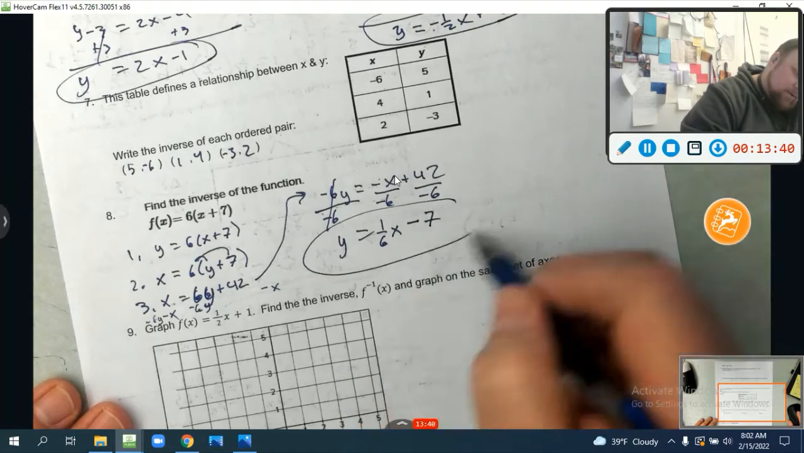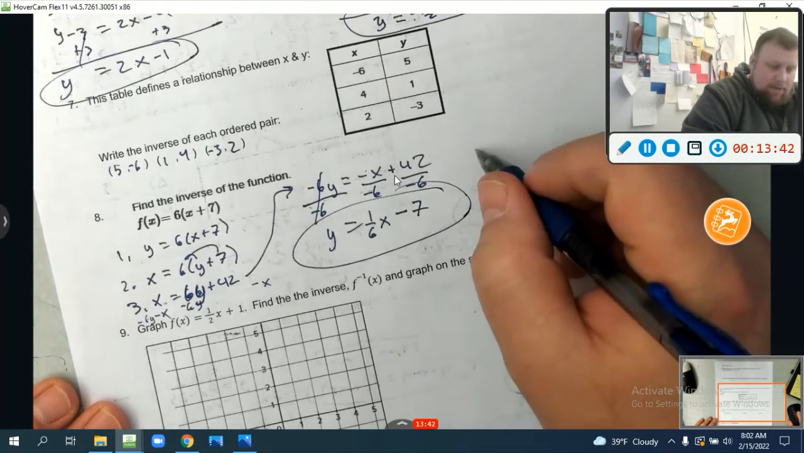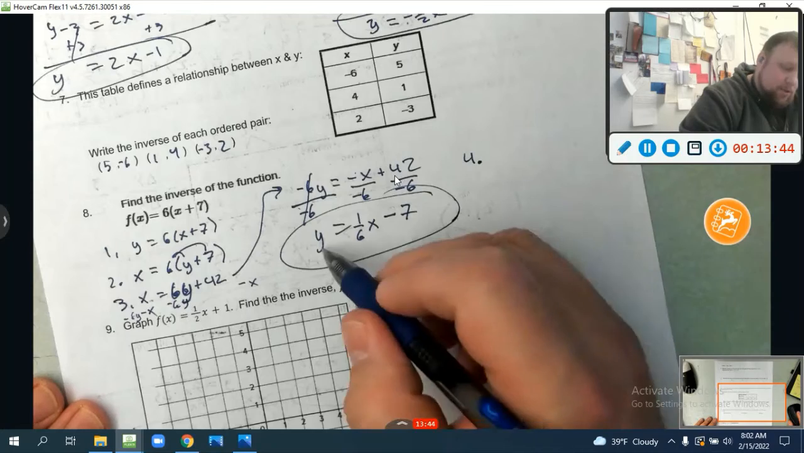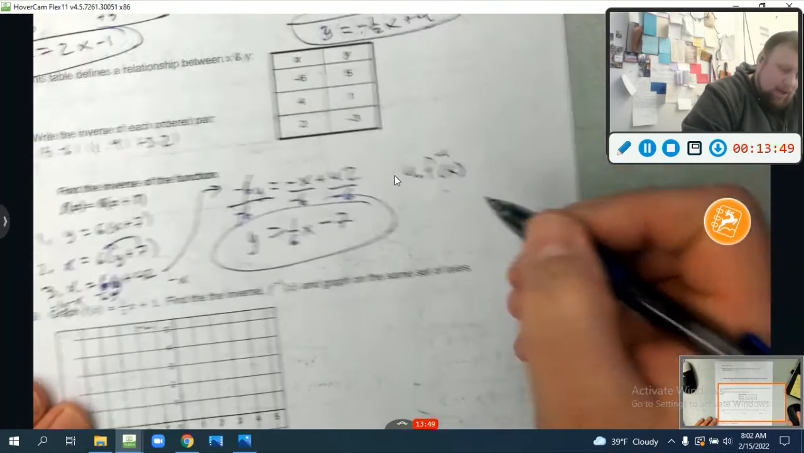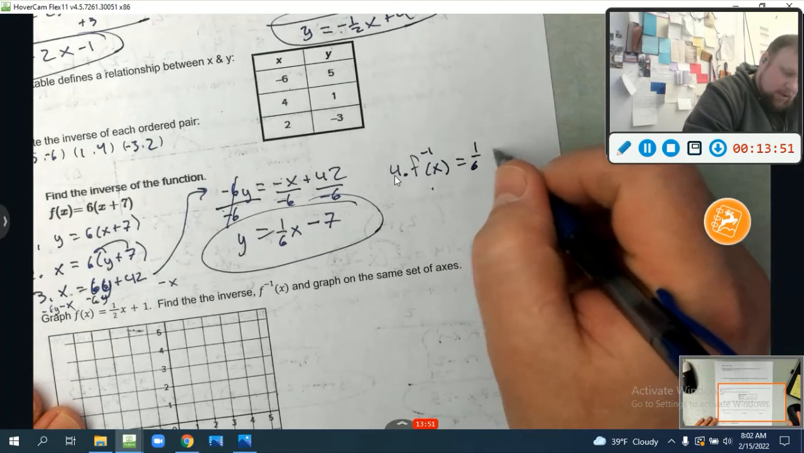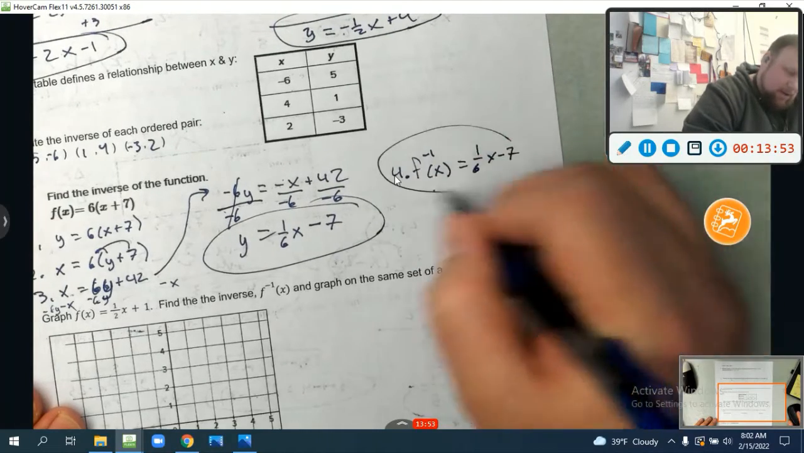Boom. That's the inverse. And then step 4, almost forgot step 4, says to put f to the negative 1 of x in for y, so f inverse of x equals 1/6 x minus 7. Oh, that was a good problem. I like those problems. Those are fun.